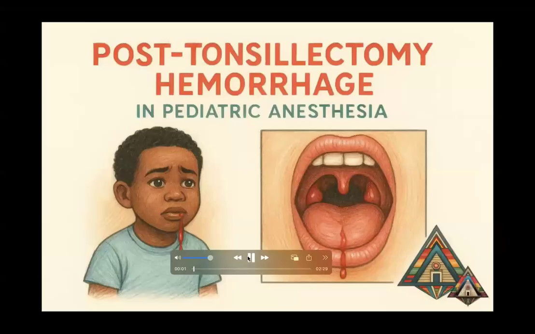Today, we will talk about bleeding after tonsil surgery in children. This is a serious emergency. It needs fast thinking and teamwork. We will learn how to recognize it, how to manage it, and how to keep the child safe.